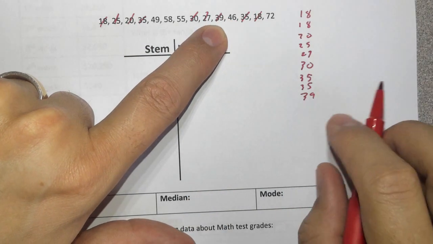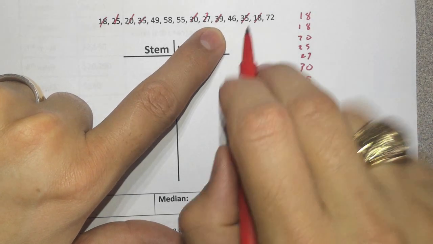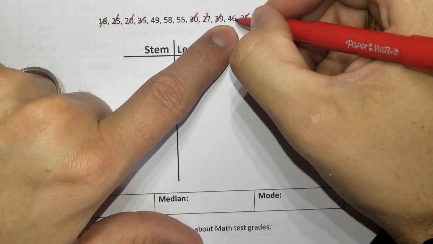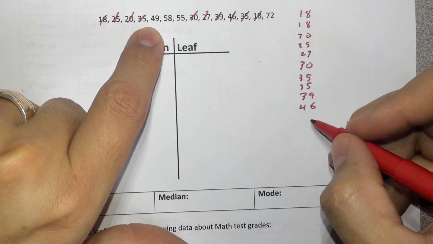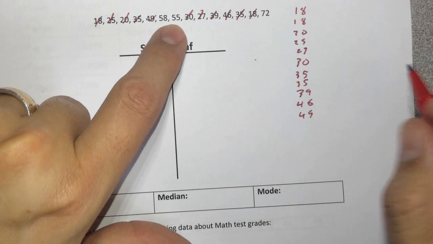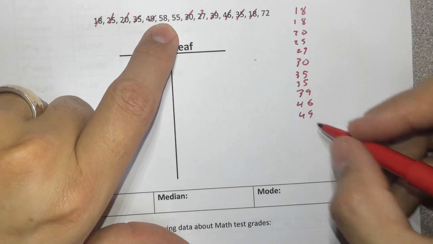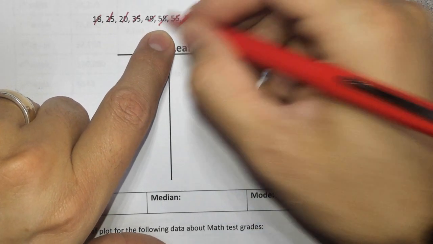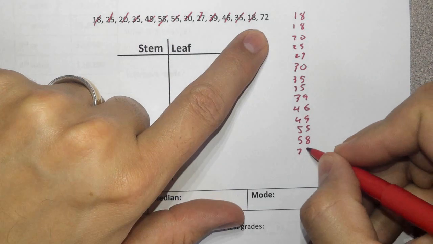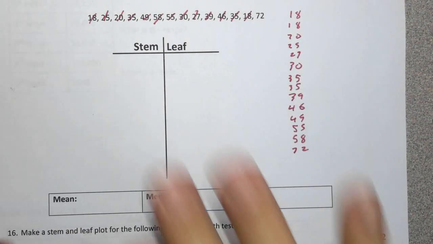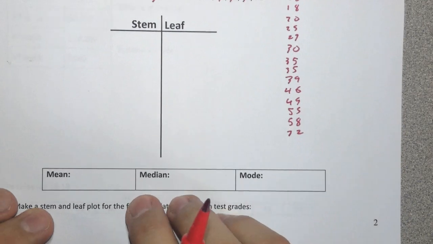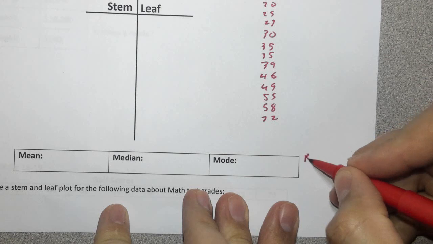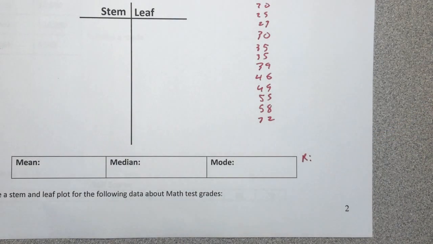And again, I'm marking them off as I use them. 39, we have 40s, so we have a 46. That's the next lowest one, 46. Then I have a 49. Make sure that's the lowest. Then 55 and 58. You still see everything. And then the last one is 72. Instead of doing the stem and leaf plot now, let's go ahead and do the mean, median, mode, and just for the fun of it, we're also going to add the range over here.